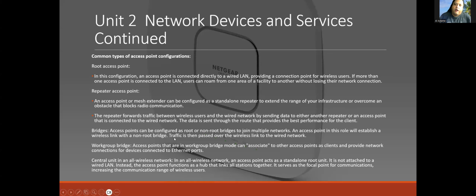Central unit in an all wireless network: an access point acts as a standalone root unit. It is not attached to a wired LAN. Instead, the access point functions as a hub that links all stations together. It serves as a local point for communication range of wireless users. Yeah, but it's not connected to a LAN, so it's not really doing much. It's just internetwork and stuff. So you don't see that one that often anymore. Only in situations where they want to be wireless would you see that bottom one. So let's move on to slide 15.